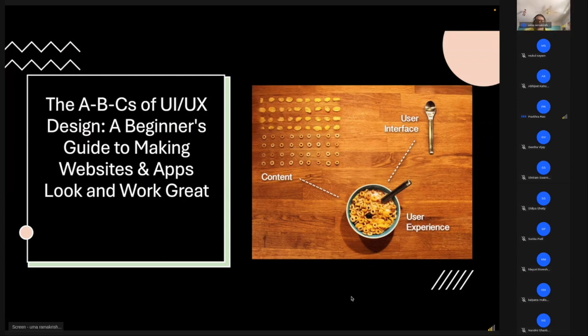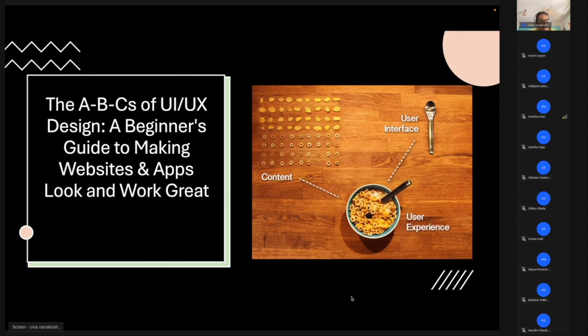Basically, all digital products have three components: content, the interface, and the experience the user goes through. If you look at this image, there's food in a bowl. Here the food is the content, the bowl and the spoon are the user interface, that is the mechanism by which the user interacts with the content, and the experience is the experience of eating the food.